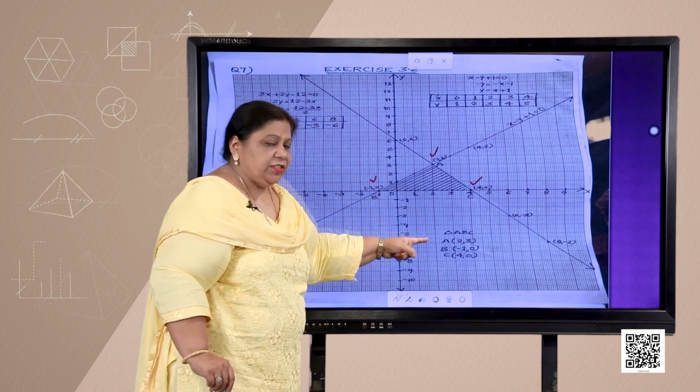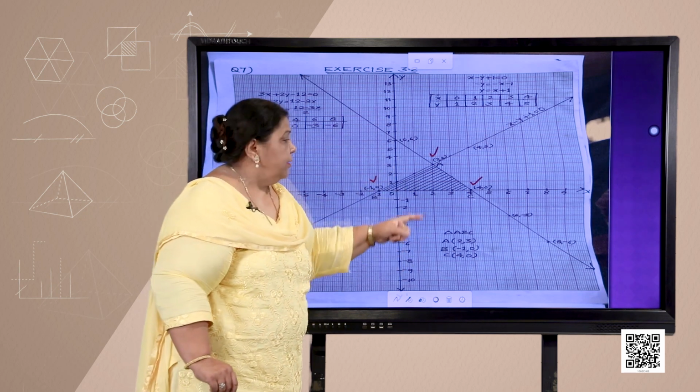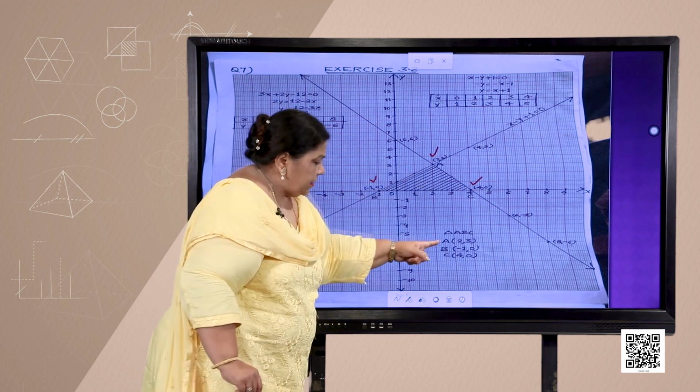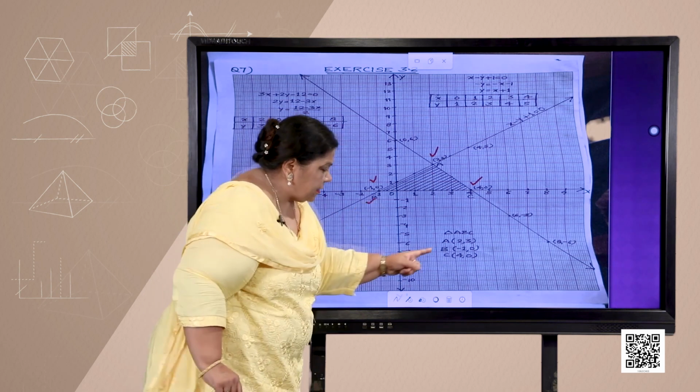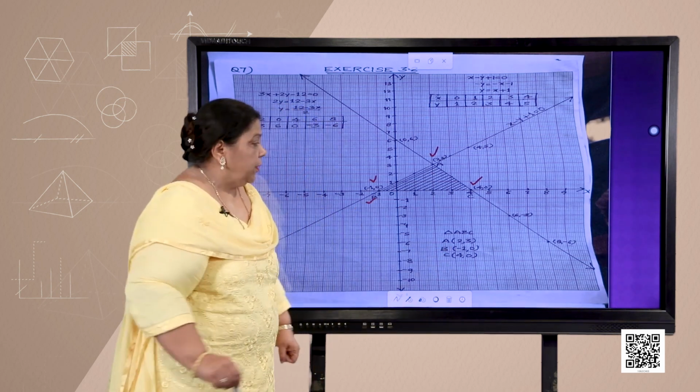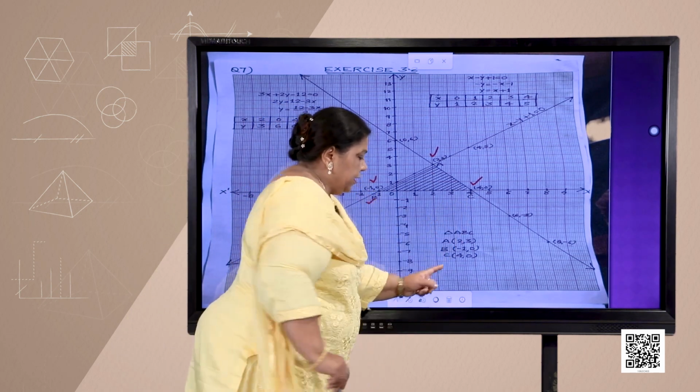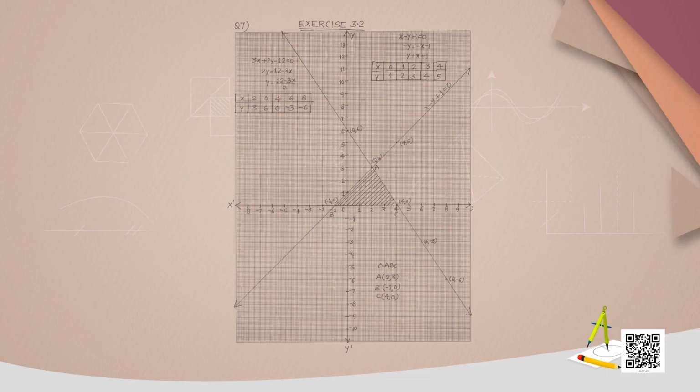We need to also mention the coordinates of these points. What is point A here? It is 2 comma 3. What about point B? It is minus 1 comma 0 and this is our point C. It is 4 comma 0. So, I hope you have understood how to plot the points.